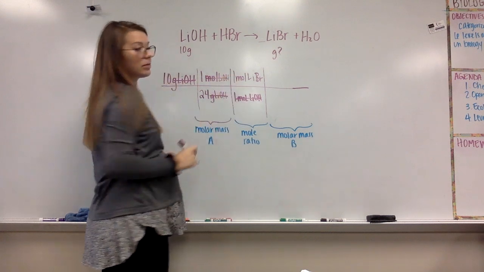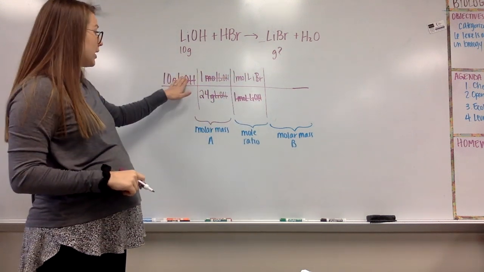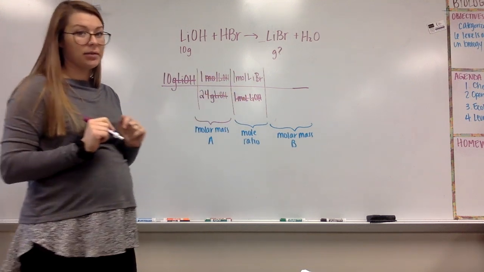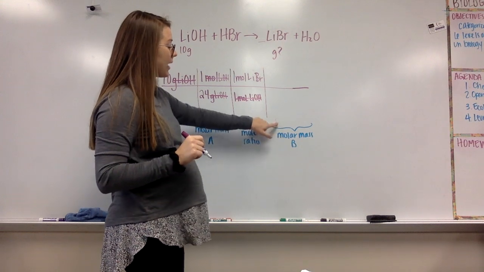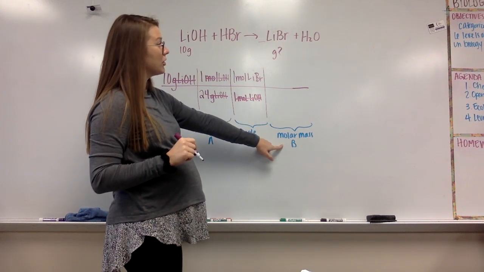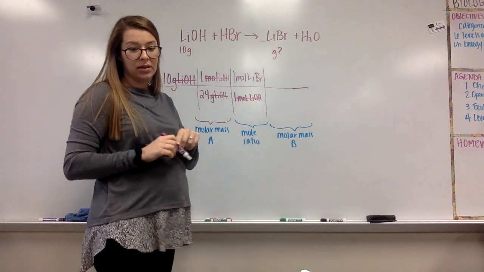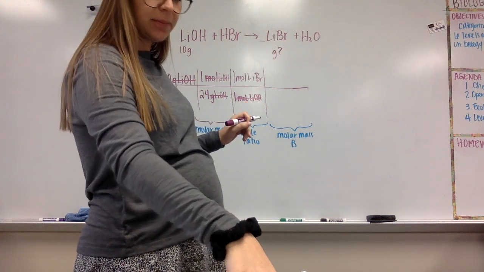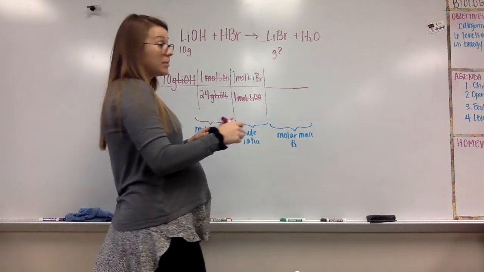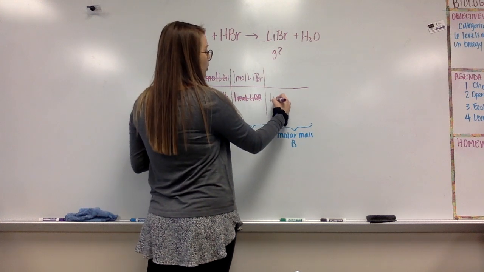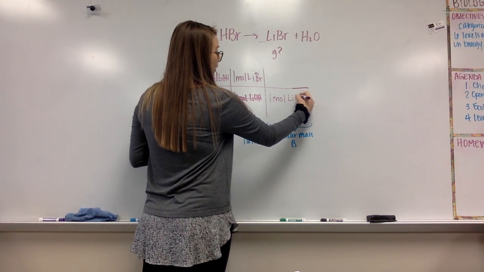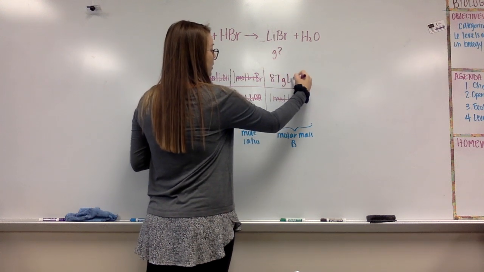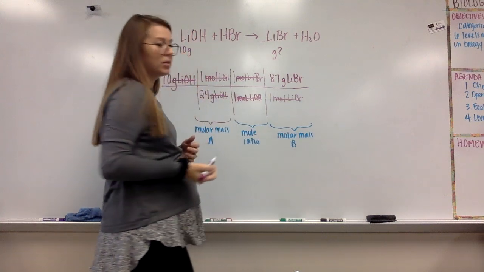So that does cancel. The key to this is just making sure that each time you convert, your units and labels are canceling, okay? So then our very last step here is to use the molar mass of B, which is lithium bromide. So we're going to take lithium, which is 7, plus bromine, which is 80. So we're going to have 87 grams per mole. This time, my 1 mole goes on bottom because I need to cancel moles here. And my 87 grams goes on top.